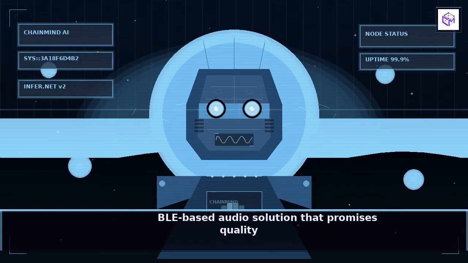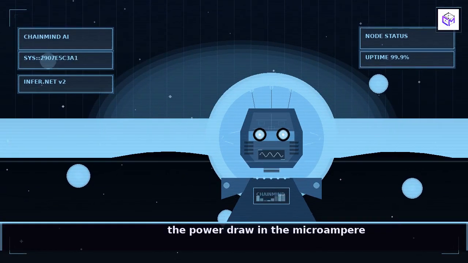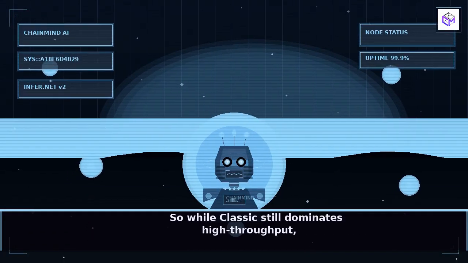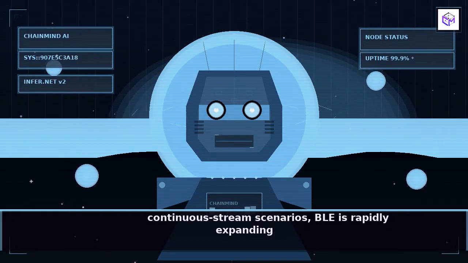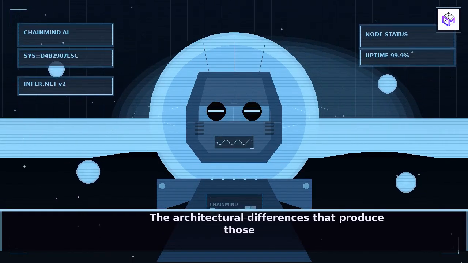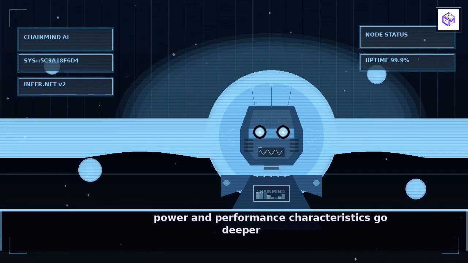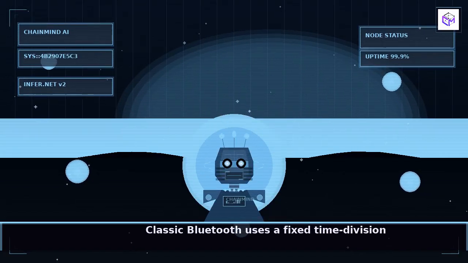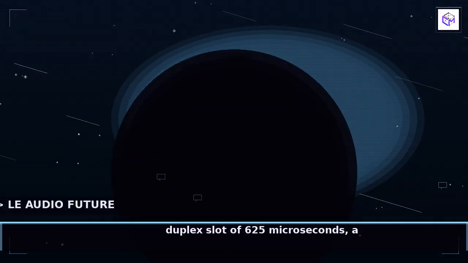The architectural differences that produce those power and performance characteristics go deeper than just data rates. Classic Bluetooth uses a fixed time division duplex slot of 625 microseconds, a rigid structure that makes scheduling predictable but inflexible. BLE, on the other hand, employs a flexible slot architecture that can shrink down to 125 microseconds.